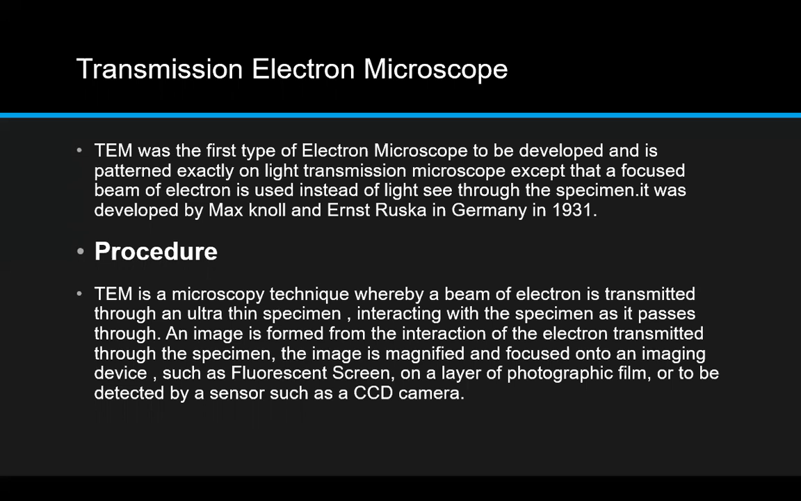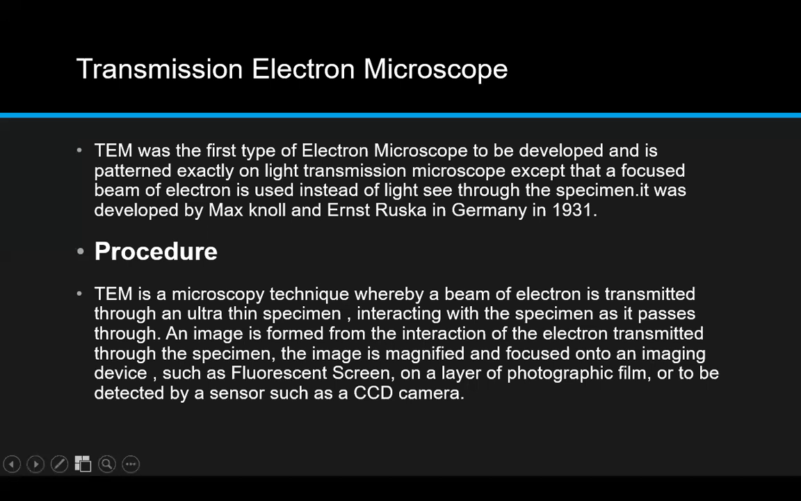The procedure of transmission electron microscopy: it is a microscopy technique where a beam of electrons is transmitted through an ultra thin specimen, interacting with the specimen as it passes through. An image is formed from the interaction of electrons transmitted through the specimen. The image is magnified and focused onto an imaging device, such as a fluorescent screen or a layer of photographic film, or is detected by a sensor such as a CCD camera.